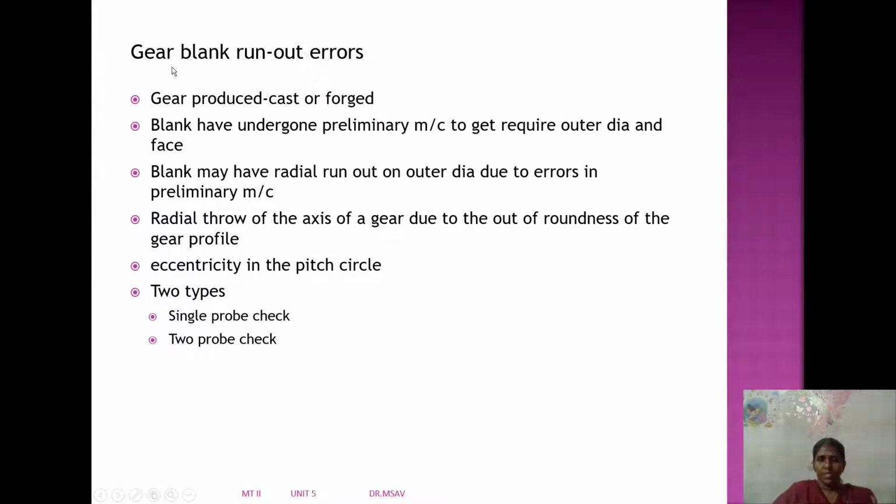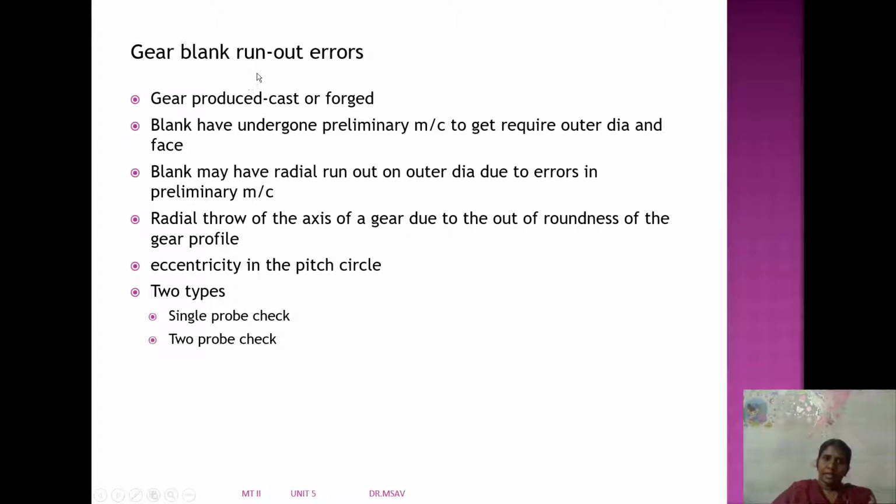So the first one is gear blank runout error. Normally gears are produced by means of a milling machine. On a large scale we go for casting or forging. After casting we go for a preliminary machining operation to get the required outer diameter and face. So the blank has radial runout on the outer diameter due to error in the preliminary machining. So while machining, we have to take care of this profile to minimize the error.